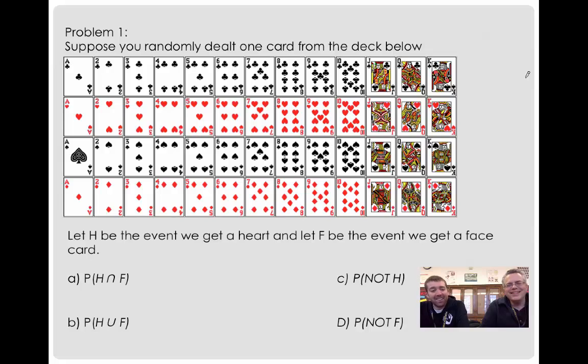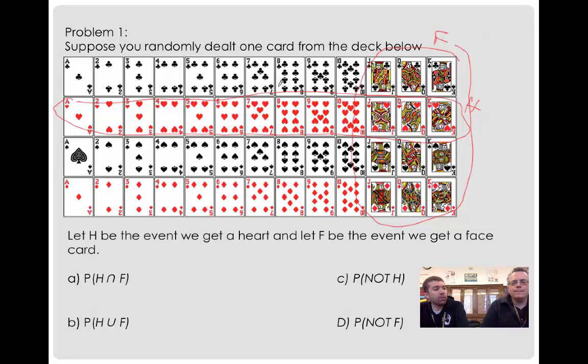Okay. So let H be the event that we get a heart, and let F be the event we get a face card. So I'm going to circle these two events. Remember, an event is a set of outcomes. This is event H. And then face card. These are our second event there, F. Okay. Great. Now what?